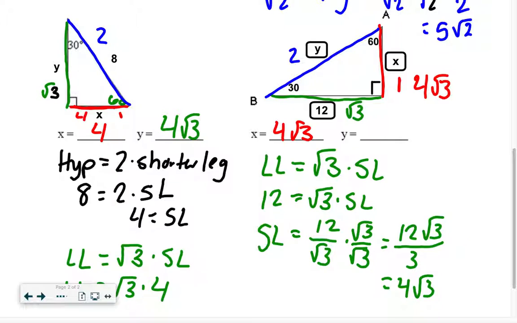What do I do to get my hypotenuse? Times by 2. So to get my hypotenuse, I'm taking 2 times my shorter leg, which we just figured out to be 4 square roots of 3. What's 2 times 4? 8. So my hypotenuse is 8 square roots of 3. Okay. Questions? Not completely.